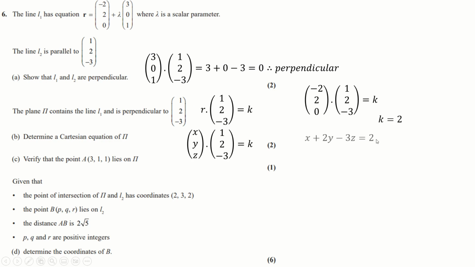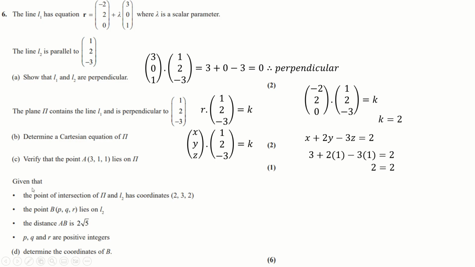And so then finally, of course, because r is just x, y, z, you can dot those out to get x plus 2y minus 3z is equal to that 2 that we found before. Verify that this is on the plane. Well, you just put 3, 1, 1 into here, and it checks out, so that's fine.